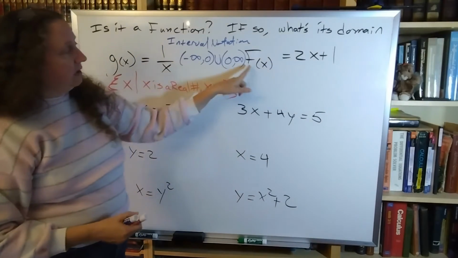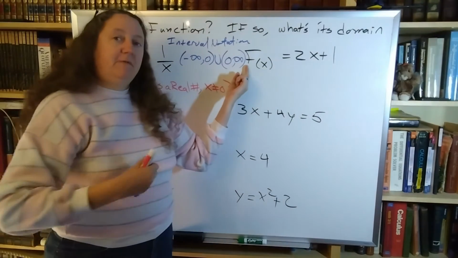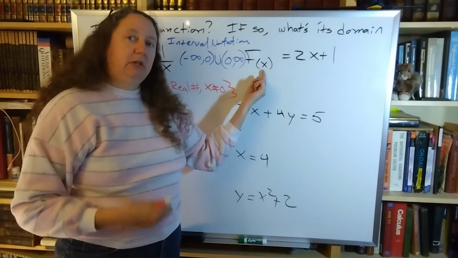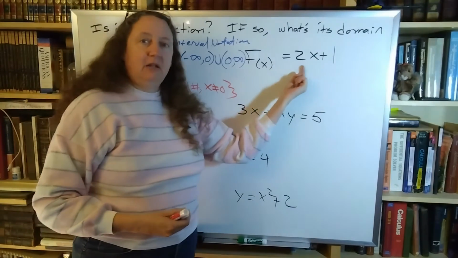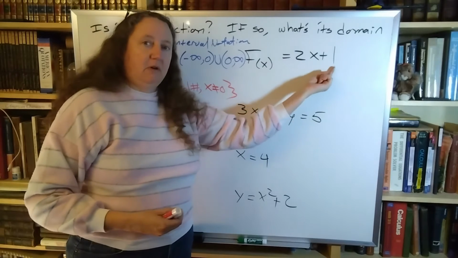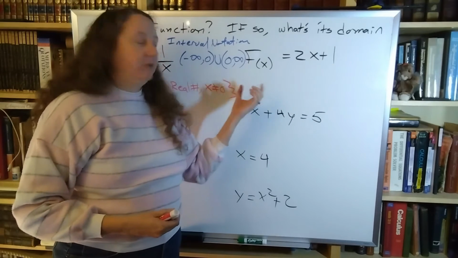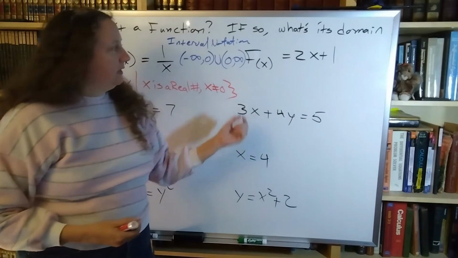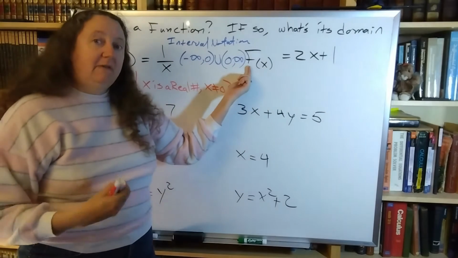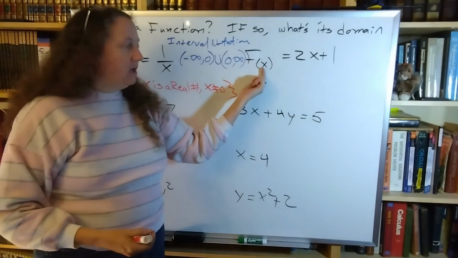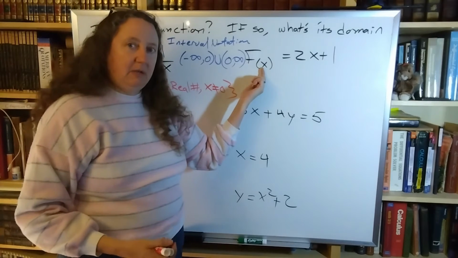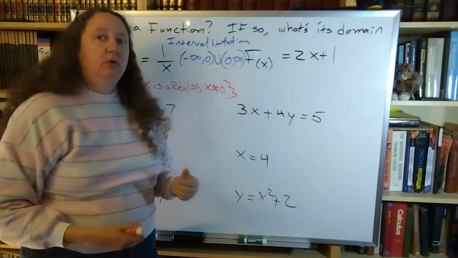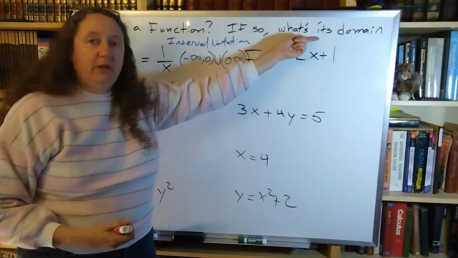Looking at the second one here. The name of the function is f. The independent variable is x. And that is my function itself. So this is almost like I was saying y equals 2x plus 1. Because it is in function notation, and because we have x listed as the independent variable, we know that yes, this is a function. So now we have to figure out what is its domain.